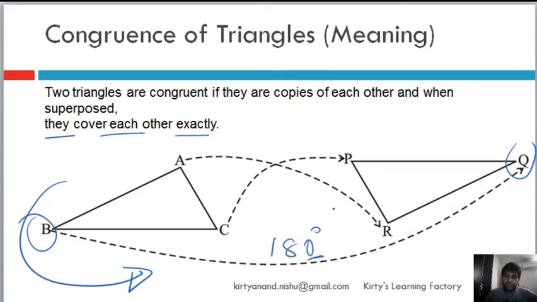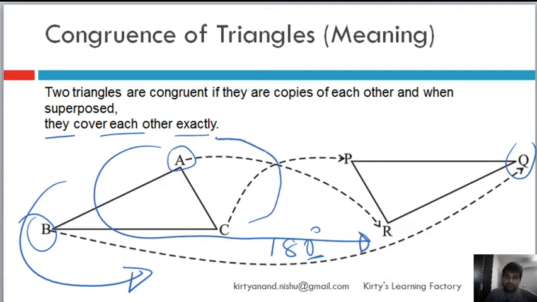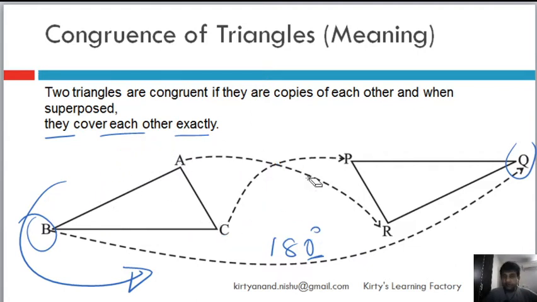When you turn it in this fashion, this vertex A will come here, right? Because it will turn and then it will come here, and this vertex will get turned and become the top vertex, right? So do not get confused by the direction in which this A to R and C to P is made. Actually we are turning this triangle like this.